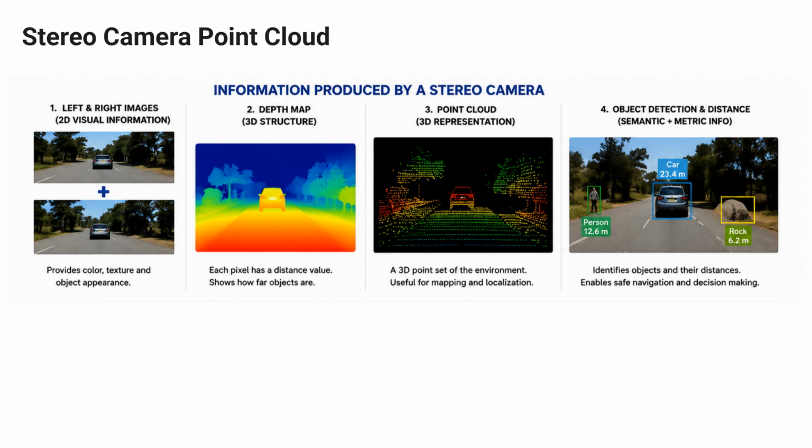Third, it can generate a point cloud. A point cloud is a three-dimensional set of points in space, where each point represents the position of part of an object or the environment. In simple terms, it is a 3D digital shape of the scene. Finally, the system can identify objects and estimate their distance for safer navigation.